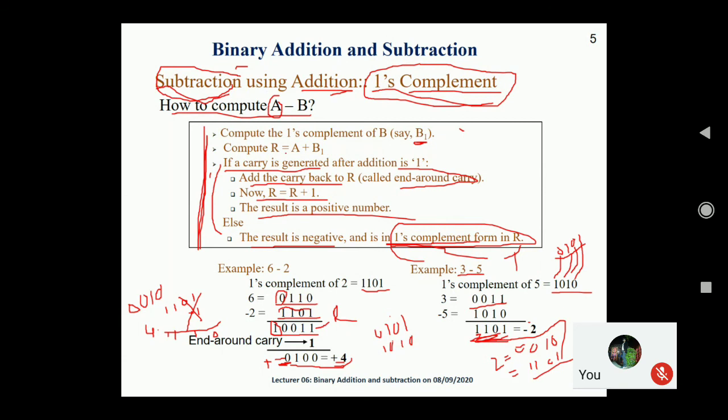After that, we add A plus B1. Suppose this one is B1. A means 3. So A plus B1, and we are getting this result.